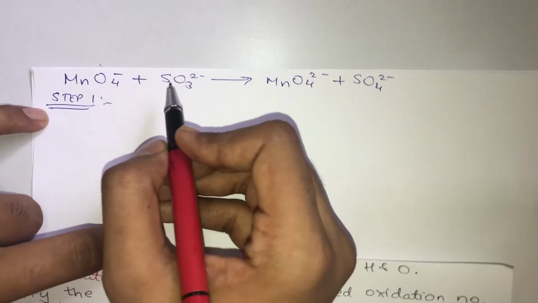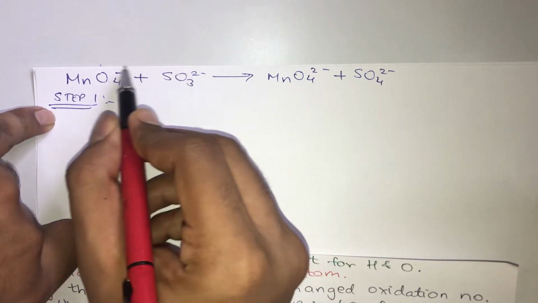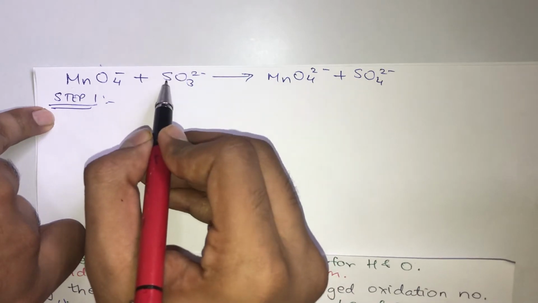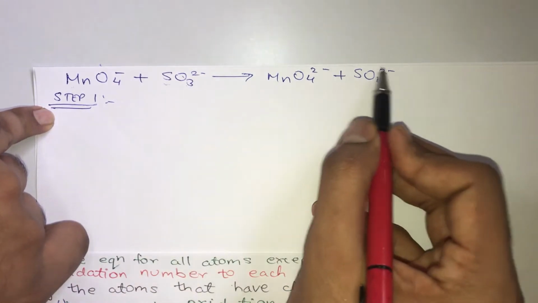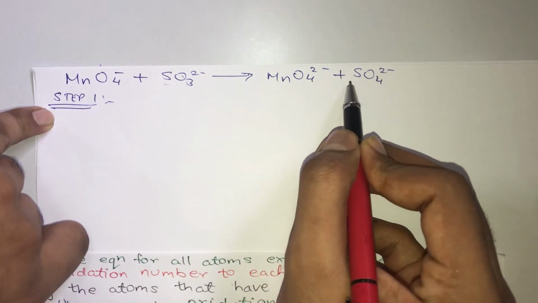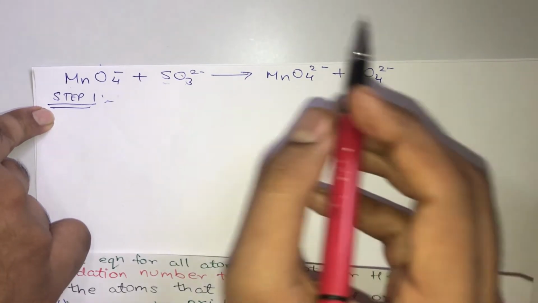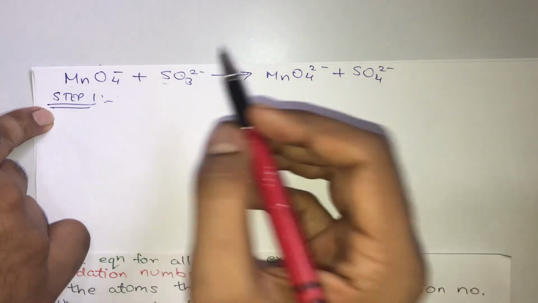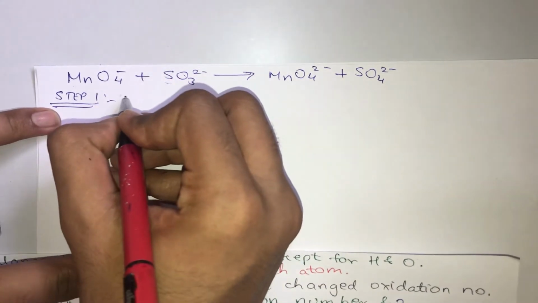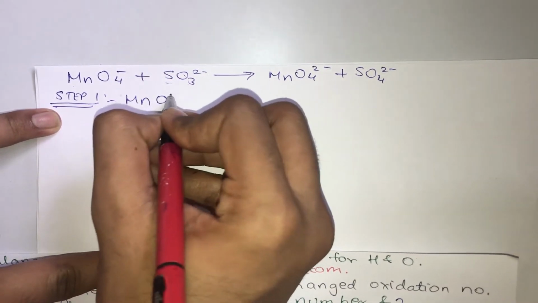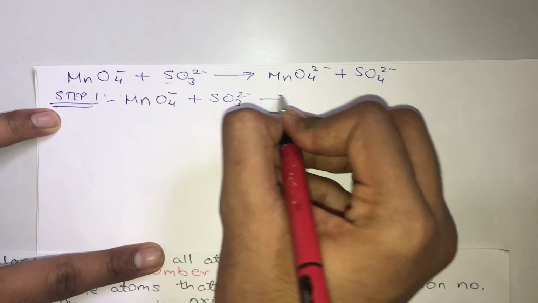Now let's move on to another atom. How many sulfur atoms are there on the left hand side? There is only one sulfur atom on the left hand side. Okay, this one. And how many sulfur atoms are there on the right hand side? There is only one sulfur atom present on the right hand side. So can I say that sulfur atoms are also balanced on the left hand side as well as on the right hand side? So step 1 is the same equation for us, because all other elements except oxygen are balanced already.